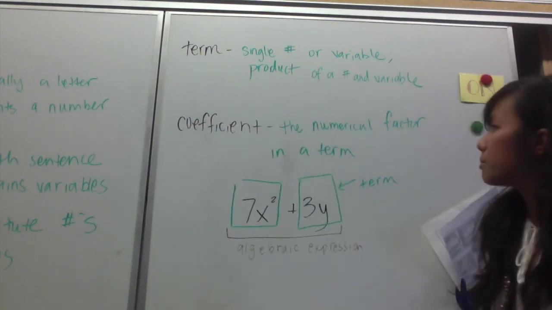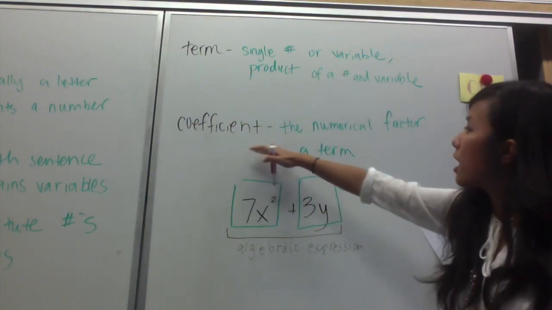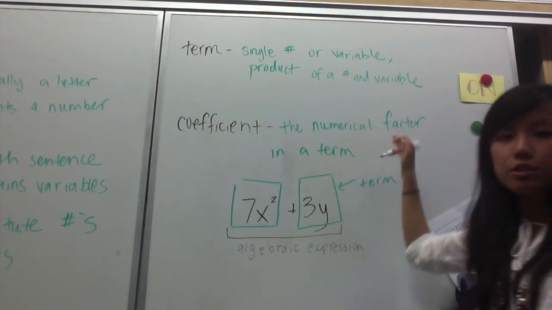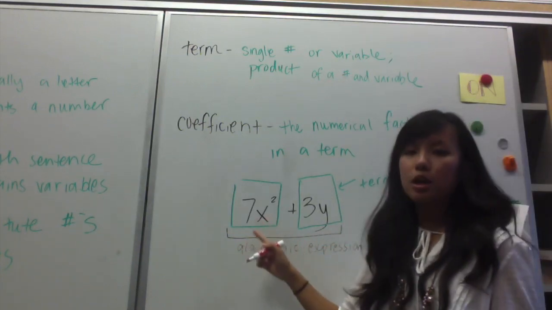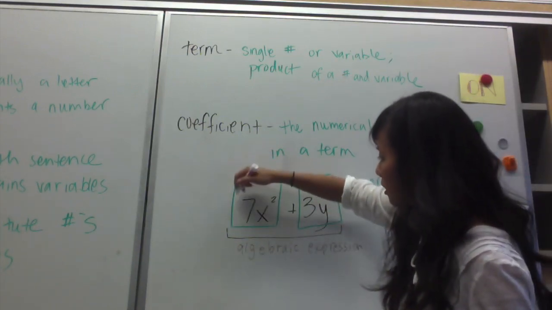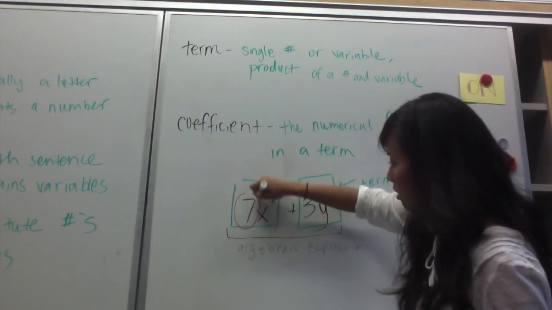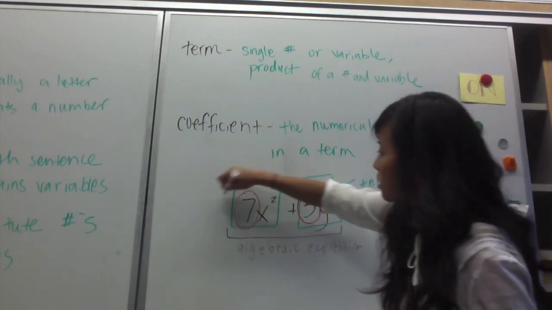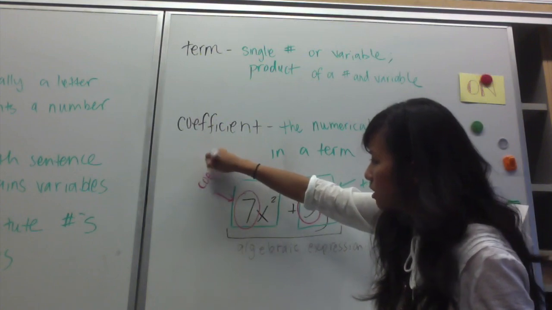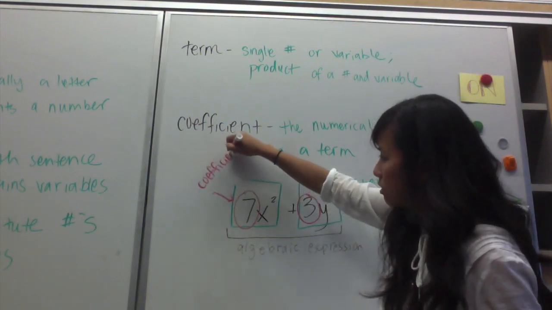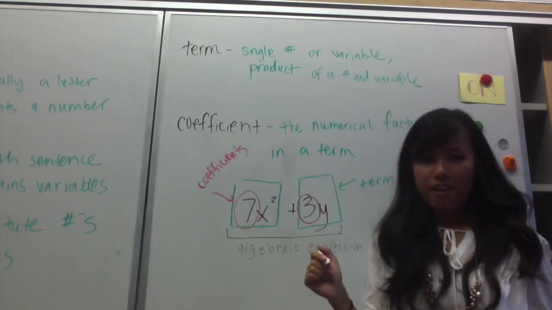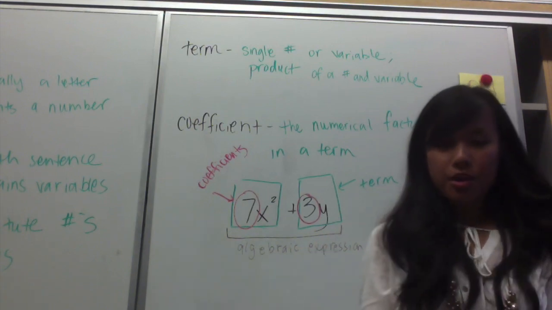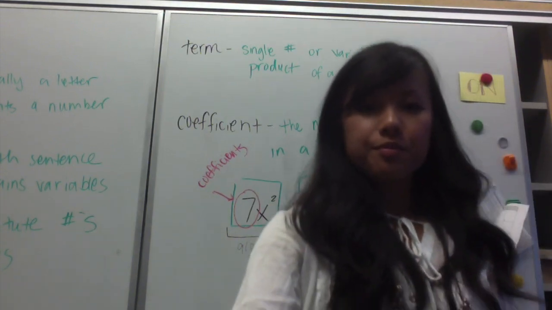So we've got terms. So now coefficient, okay, the numerical factor. So it's basically the number in a term, okay? So you can label, I'm going to circle the coefficients. So in red, it's the coefficients. All right? Awesome. Okay, let's look at example 1.